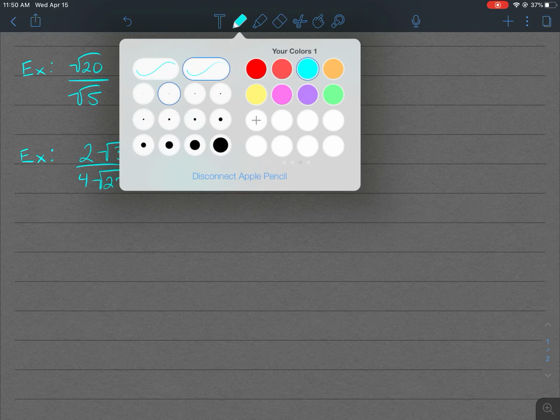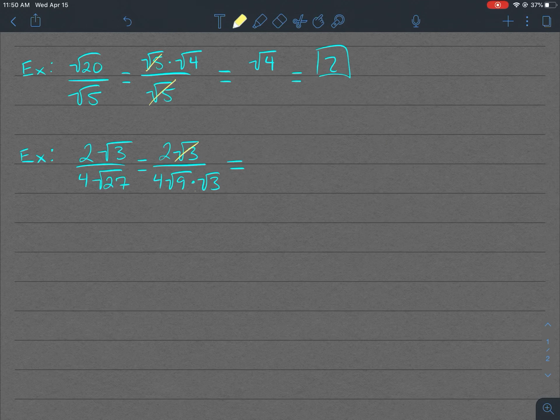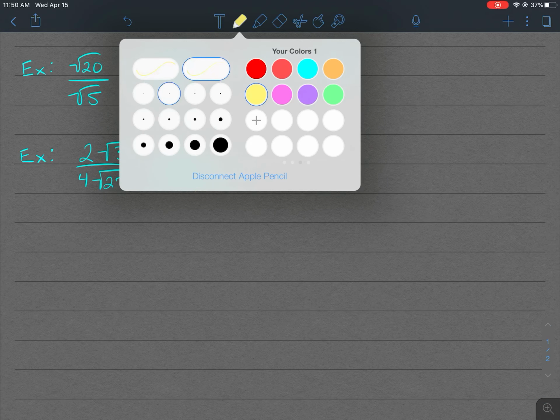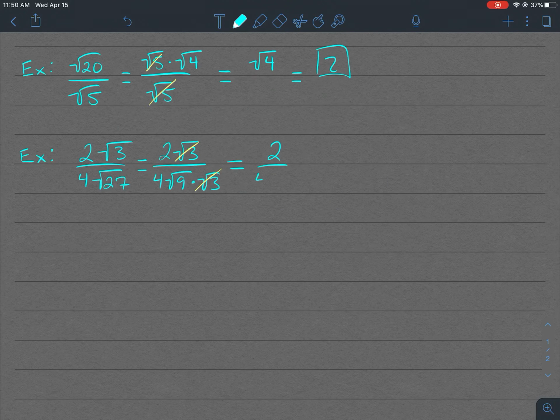Now, what do you notice you have in common on top and bottom? The square root of 3. So what are you left with? Well, you're left with 2 over 4 square root of 9. And what is the square root of 9? Well, the square root of 9 is 3. So you have 2 over 4 times 3. Okay, take it a step further. What is 4 times 3? 12. Now reduce the fraction. You can divide top and bottom by 2 because they have a 2 in common. So you're left with 1 over 6. That's your final answer.